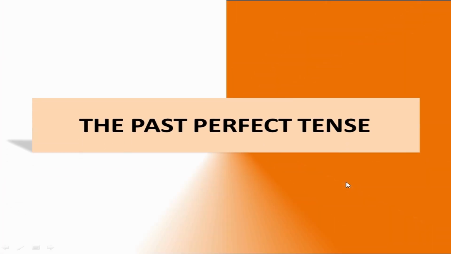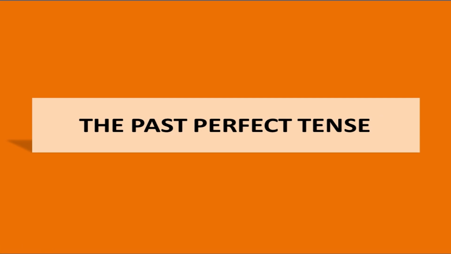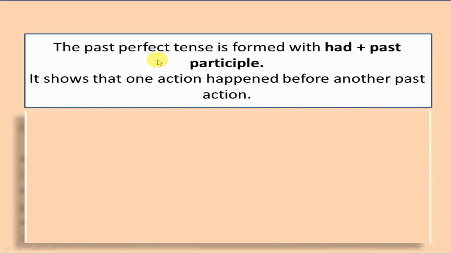Now we have here the past perfect tense. The past perfect tense is formed with had plus the past participle. It shows that one action happened before another past action. I repeat it. We say that this past perfect tense shows that one action happened before another past action. It means all in past.